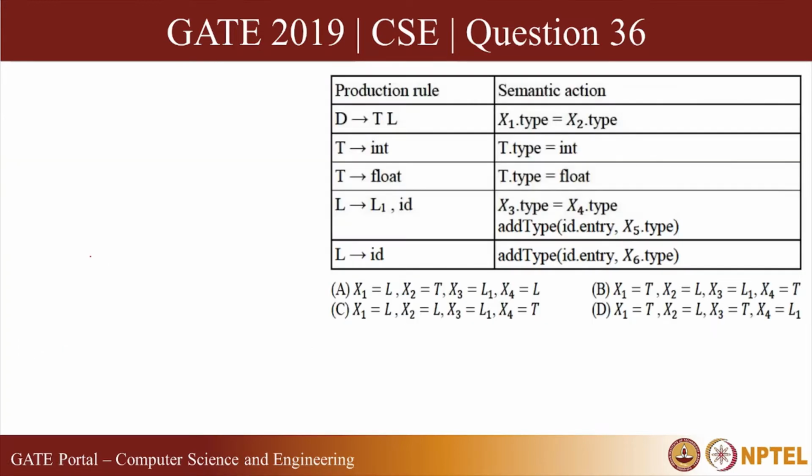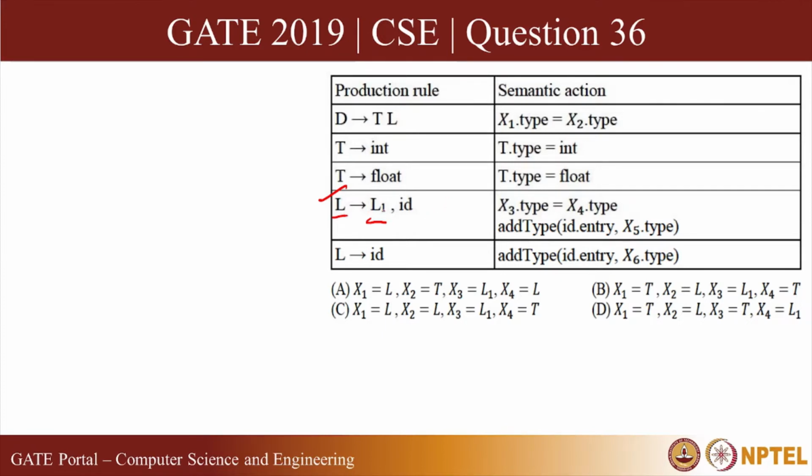Now let's look into our question and solve it one by one. You can directly see from the production rule L goes to L1, here x3.type is equal to x4.type. So it means x3 is taking the attributes from x4. For being inherited, x3 should be on the right hand side, which can take attribute from its parent. Because if L is taking attributes from L1, that means it is taking attribute from its child, not from parent, not from any sibling.